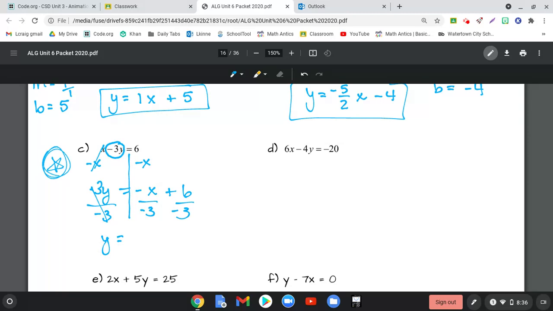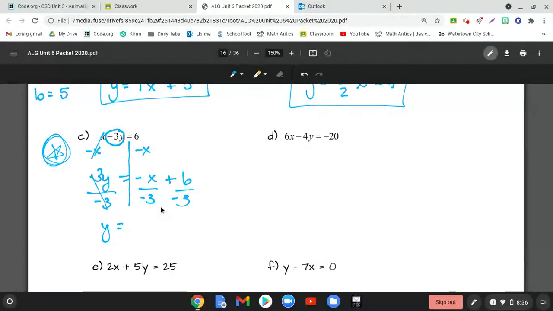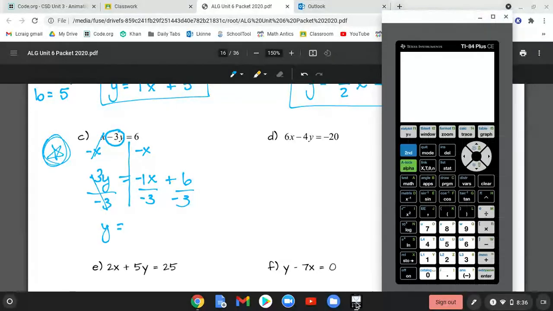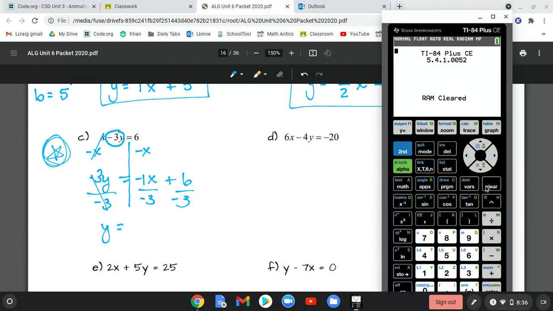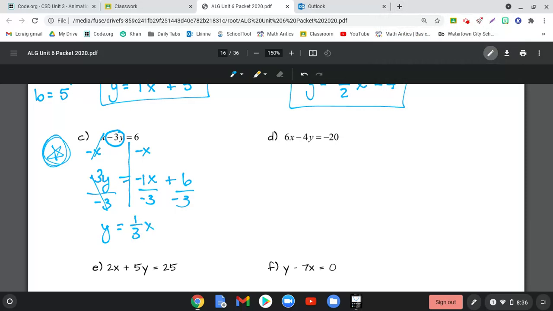There's no number with x, so don't just think, oh, it must be 3x. No, there's nothing there. It's a 1. -1 divided by -3 actually becomes positive. So use your calculator: negative 1 divided by negative 3, enter. We want it as a fraction: math, enter, enter, positive 1/3 x. So there's your slope. And then 6 divided by negative 3 is negative 2. So watch those signs. So our slope is positive 1/3, and our y-intercept, our b, is negative 2.